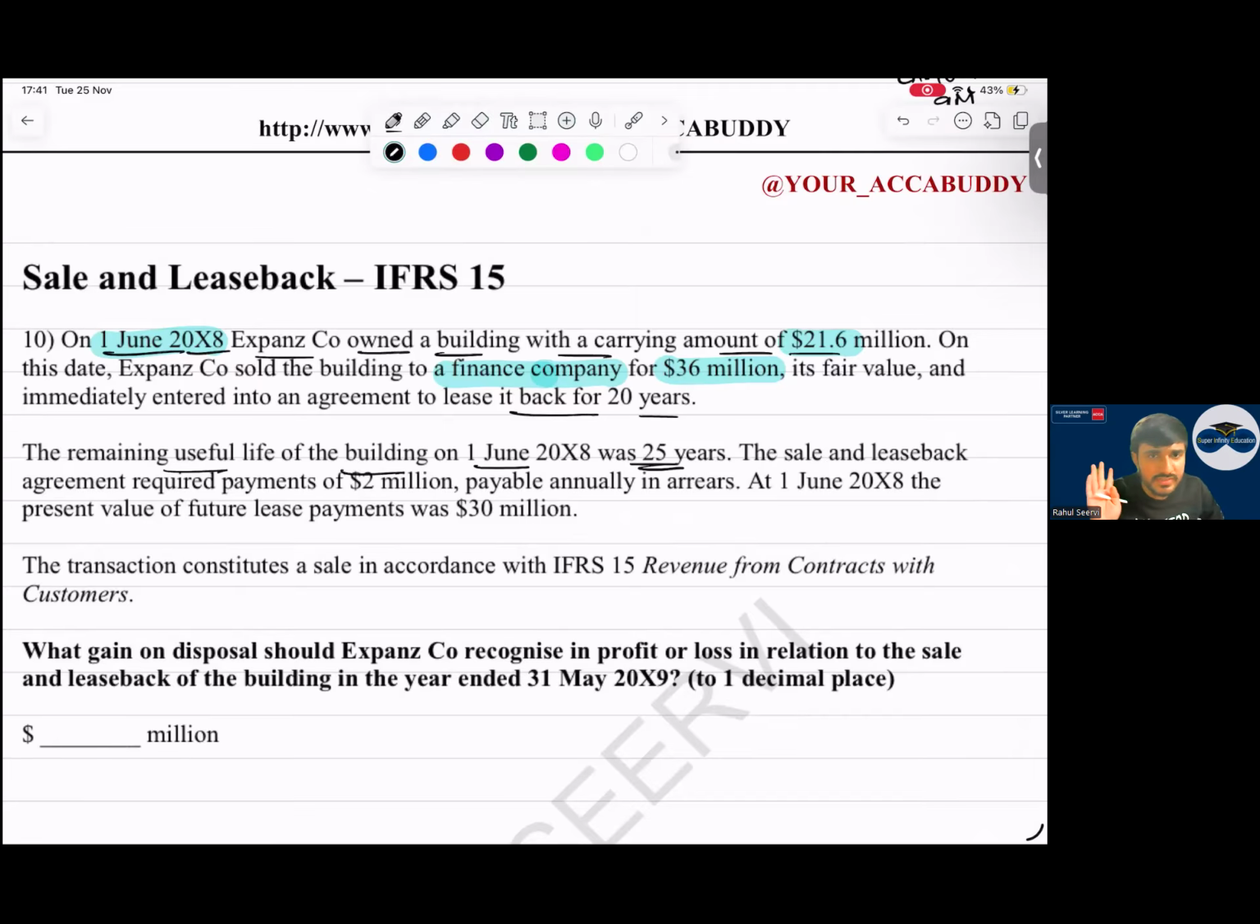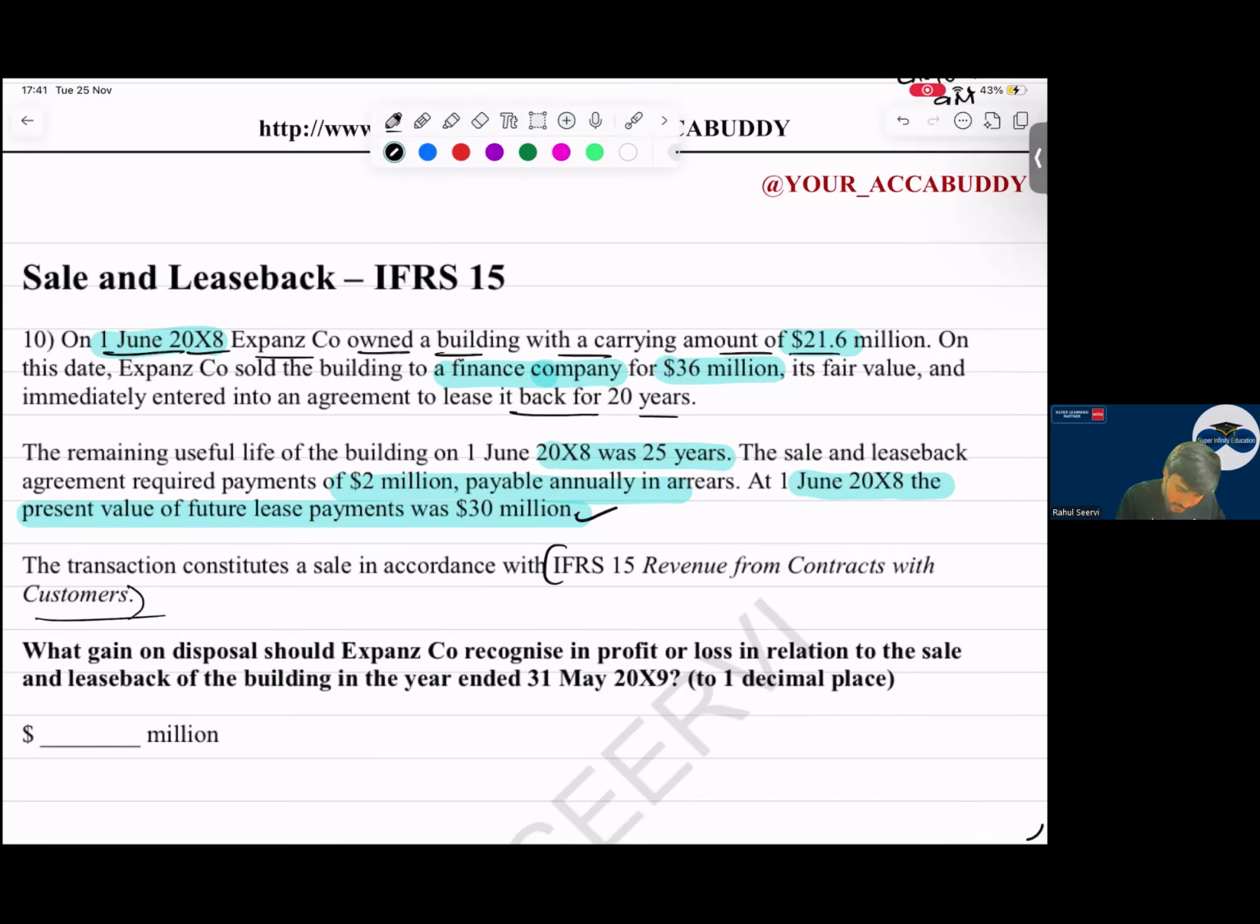Okay, 25 years, they are saying it. The sale and leaseback agreement requires payment of 2 million payable annually in arrears. At 1st June 2008, the present value of the lease payments is 30 million. Yes, sir. 30 million is the value. The transaction is what, sir?